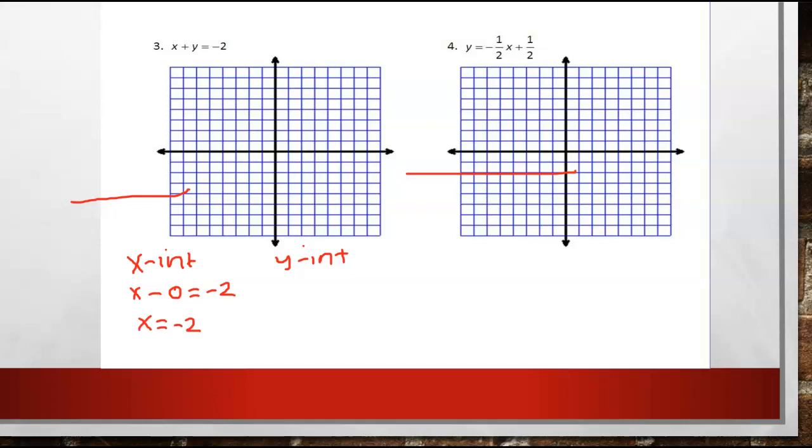And the y-intercept occurs when x is 0. So we get that it occurs at y equals -2. So again, these are like the coordinate point, -2, 0, and 0, -2. So we graph those. And connect our points.